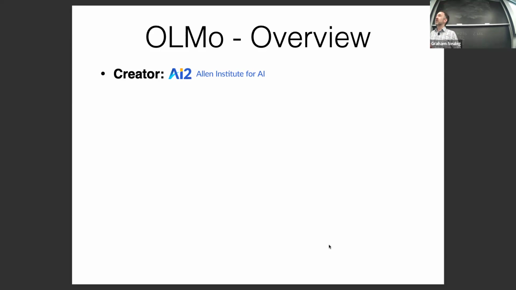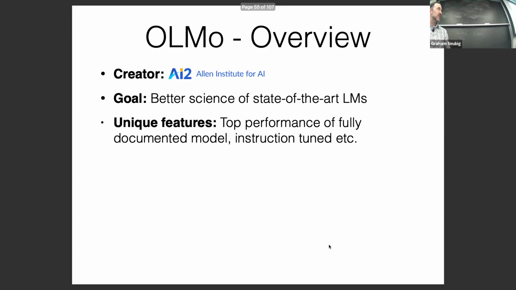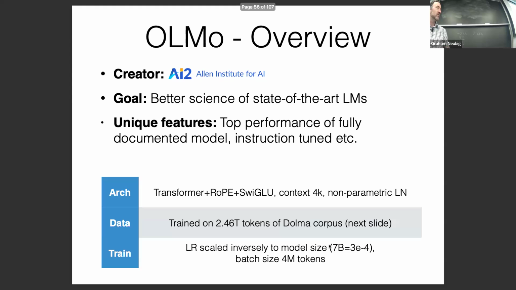So they're maybe a little bit less worried about people trying to sue them for lots of money for fair use violations. So that's the cynical point of view. The non-cynical point of view is they have nothing to profit by having other people not create a better model. So they're willing to do this for open and good science. Their goal is better science of state-of-the-art LMs, and some of the unique features are top performance of a fully documented model, and they also have instruction tuning models, et cetera.